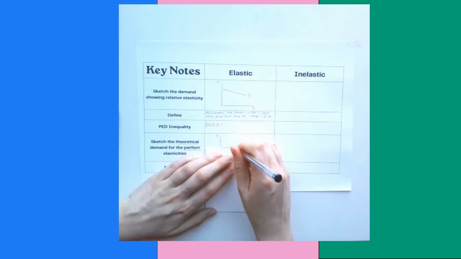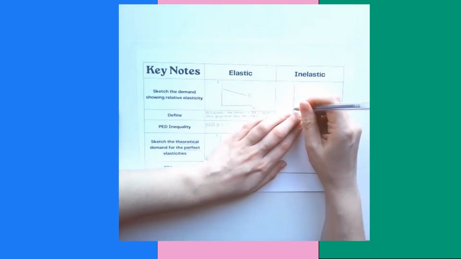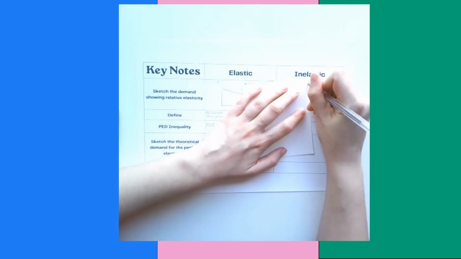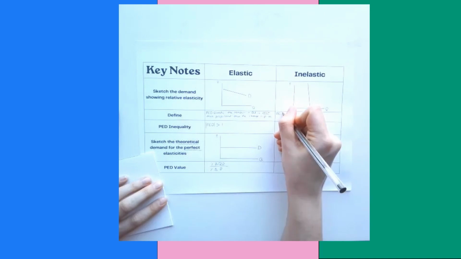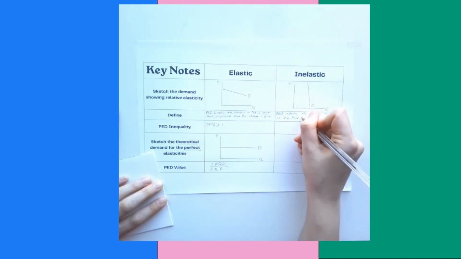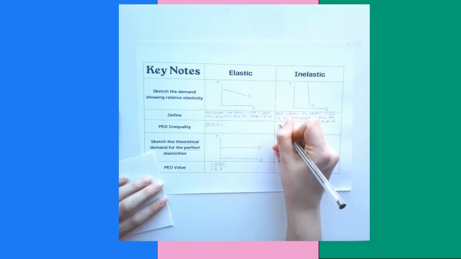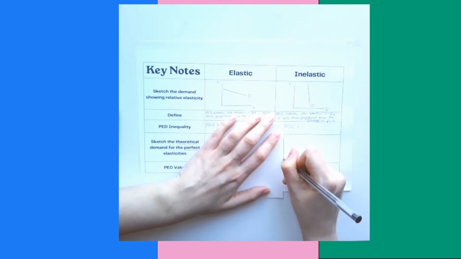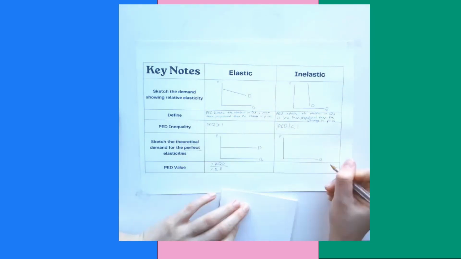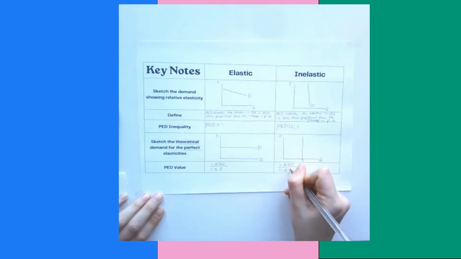If I'm looking at the inelastic demand, I've got a quite steep curve drawn on there. My PED inelastic definition is the reaction in quantity demand is less than proportional than the change in price. To find the inequality, it's the PED is less than 1, and the perfect inelastic curve is completely vertical. And to find that value, I would do the percentage change in quantity demanded divided by the percentage change in price.